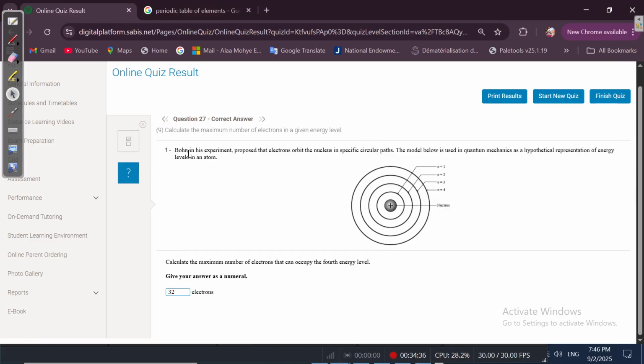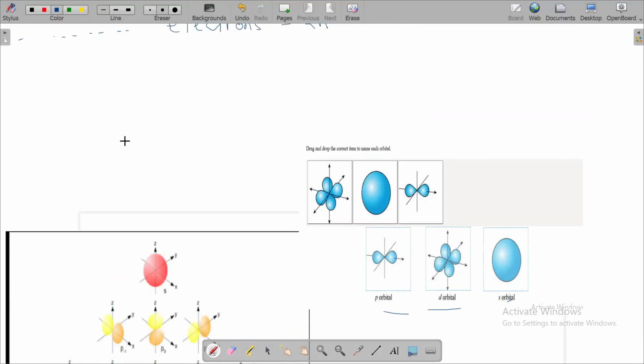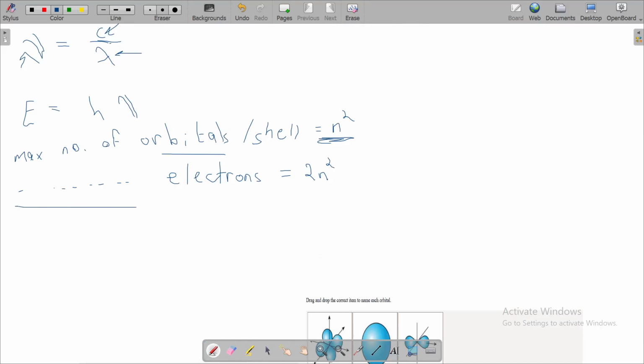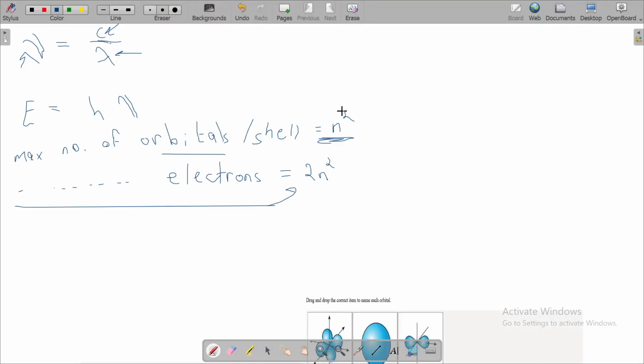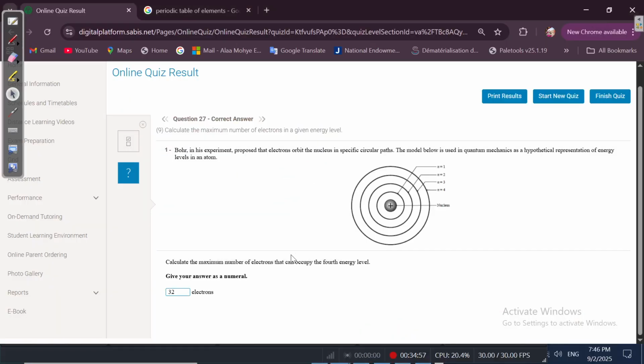Without looking. Bohr is an experiment, whatever. Bohr, the scientist. Calculate the maximum number of electrons. We said our equation: the maximum number of electrons is 2n squared. There's a difference. Orbitals per shell was n squared. Electrons per shell is 2n squared. So on the fourth energy shell, what do we put inside of the n? 4. So 2 times 4 squared, which is 2 times 16, and is equal to how much? 32 electrons.